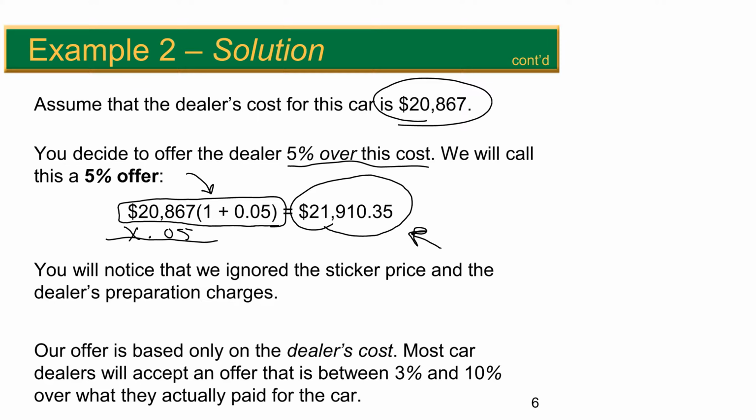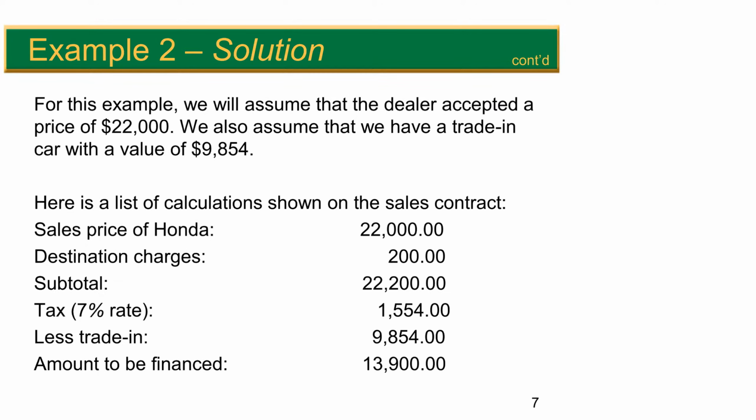You notice that we ignored the sticker price. The sticker price was like $23,000 with the dealer's preparation charges. The offer's based only on the dealer's cost. And in the real world, most dealers will accept an offer that's between 3% and 10% over what they actually paid for the car. So this is the kind of thing that you're going to see in your book. For this example, we will assume that you offered $22,000 for this car and the dealer accepted it.